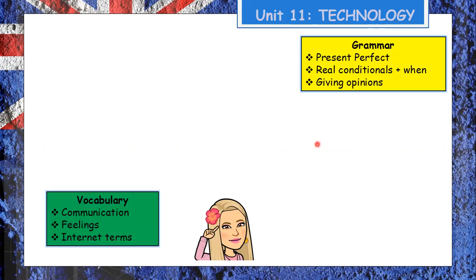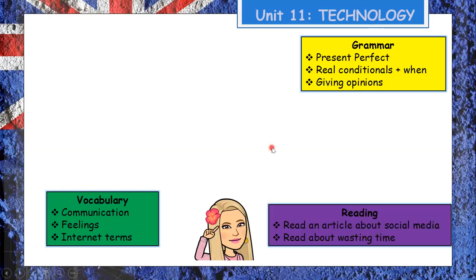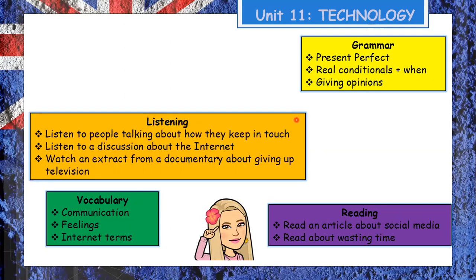In the vocabulary part, we will study communication, feelings, and internet terms. In reading section, we will read an article about social media and read about wasting time. In the listening comprehension, we will listen to people talking about how they keep in touch, listen to a discussion about the internet, and watch an extract from a documentary about giving up television.